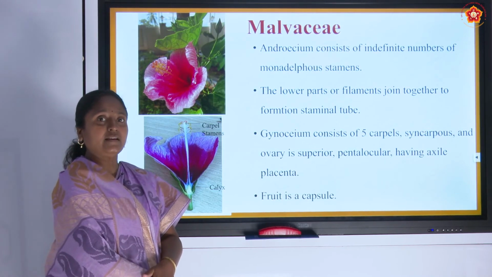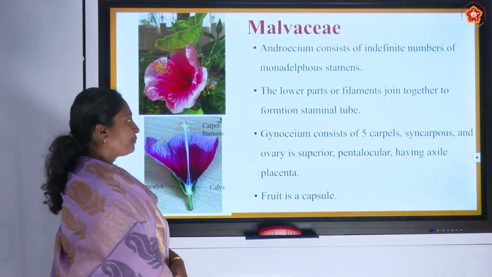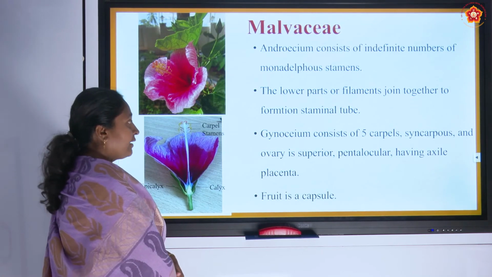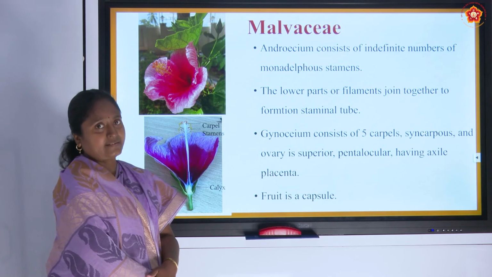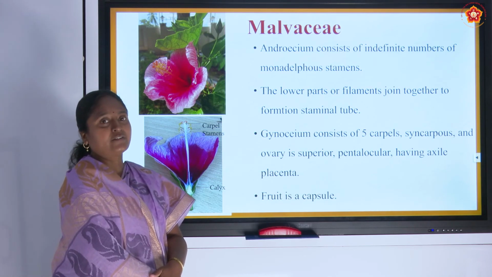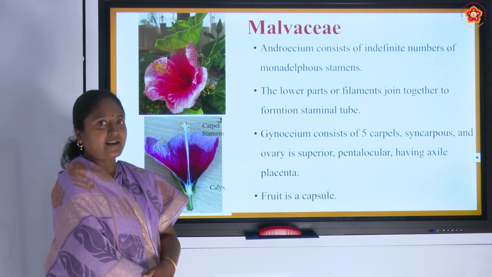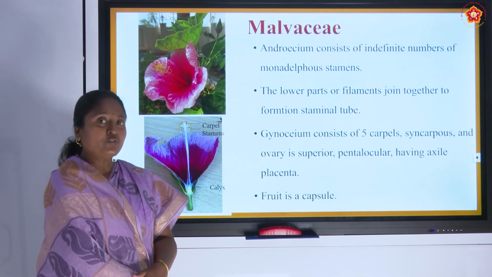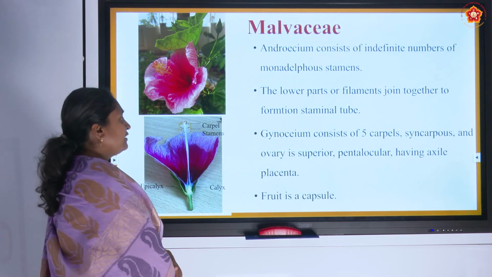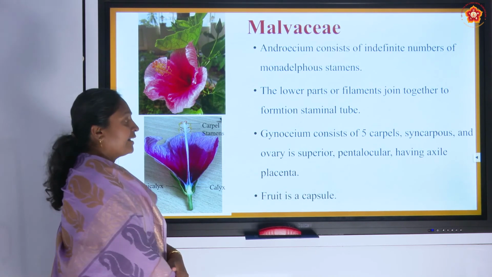This we have seen in the Fabaceae also, and they are pentamerous in structure, and they have an axile placenta. In the previous case we have seen the placentation, that is how the seeds are attached to the fruit, right? And the fruit here is known as a capsule.